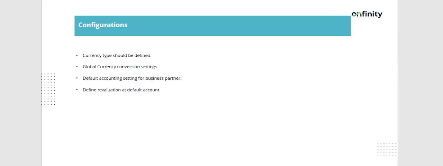Before proceeding, we have a prerequisite. You must have completed Onfinity 100 and SEM 200, Financial 200 trainings, so that you can easily understand the revaluation form. The following configurations should be completed. Currency types should be defined. Global currency conversion rates should be maintained. Default accounting settings should be defined for business partners, including revaluation accounts.